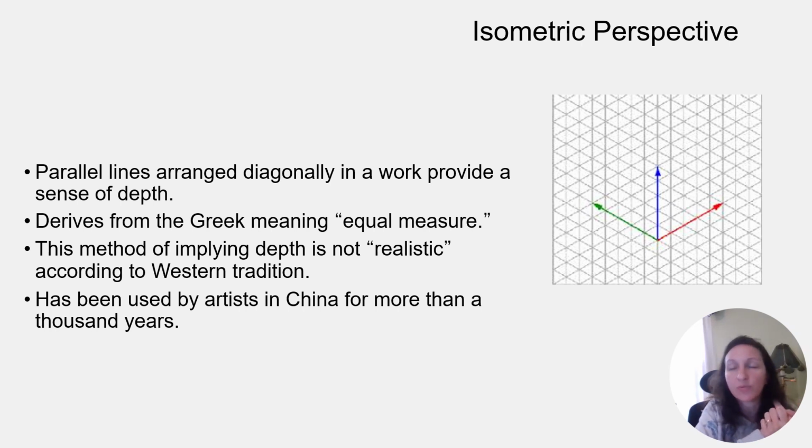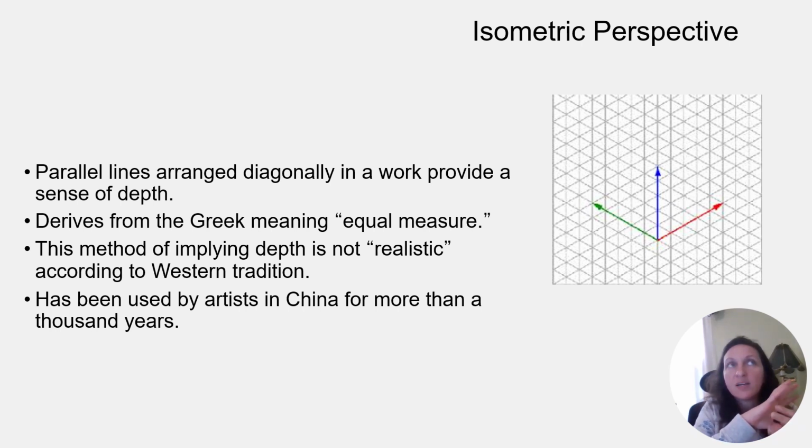So the last of the three is isometric perspective. You might not be as familiar with this. The term isometric comes from Greek, meaning equal measure, right? You might think back to isometric triangles. That's something if you took geometry, right?